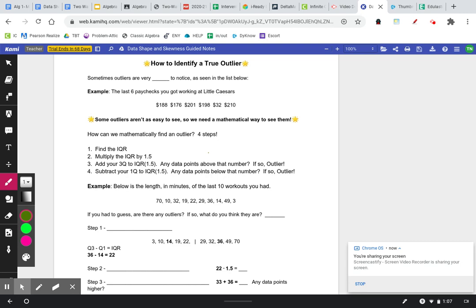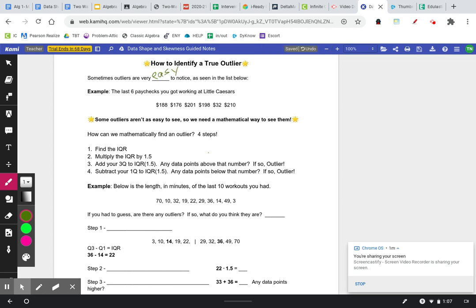A lot of what we've seen so far, up through middle school and into the first week or two of ninth grade here in Algebra 1, is just kind of looking for an outlier with our eyes. Is there anything that looks like an obvious outlier? And then if so, can we identify that? So that's kind of what this first bullet point is. It says some outliers are very easy to notice, which is seen in the list below.